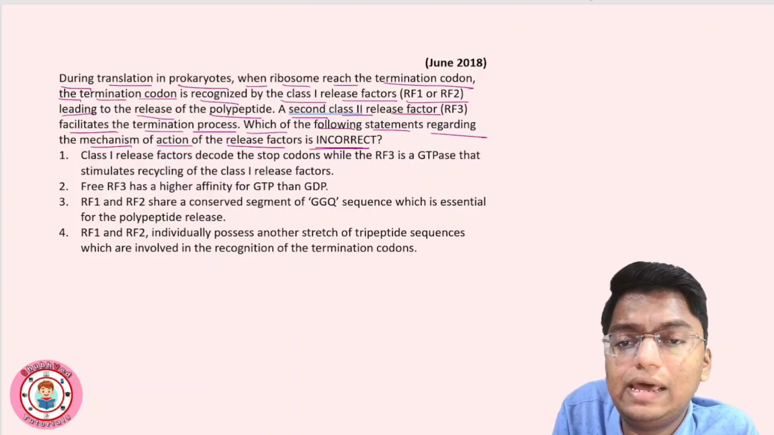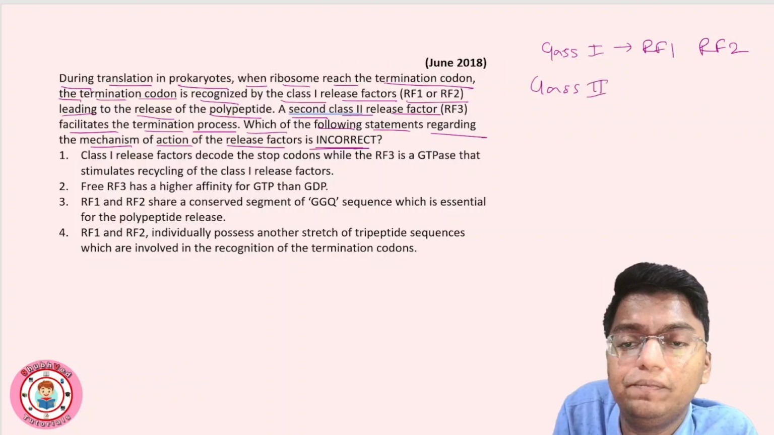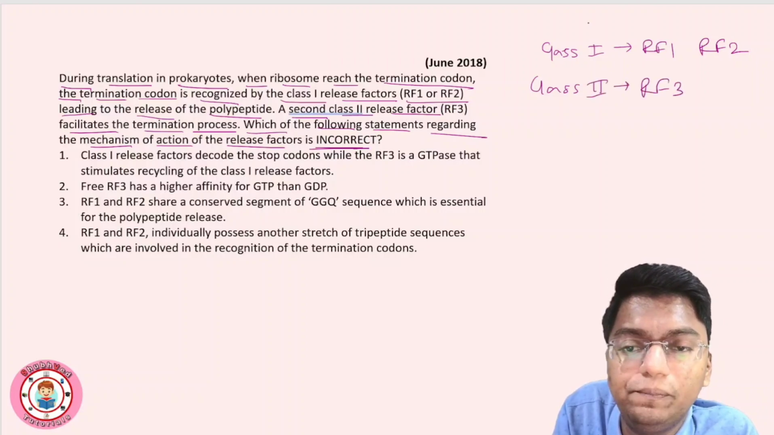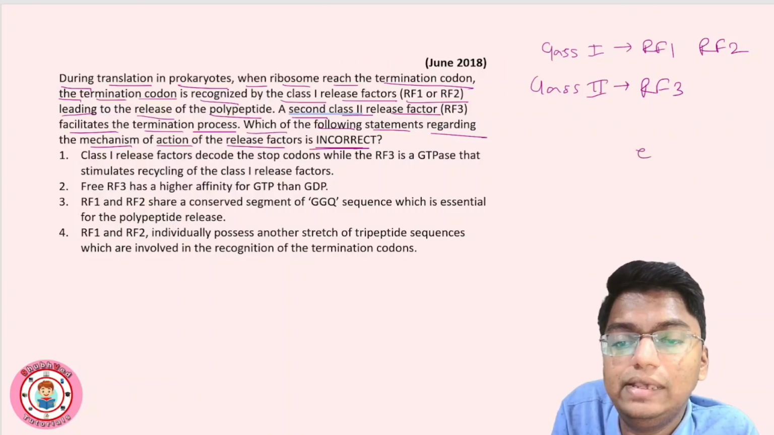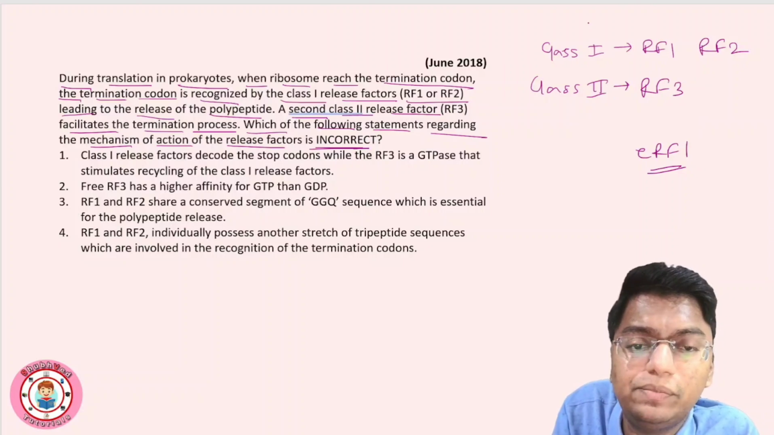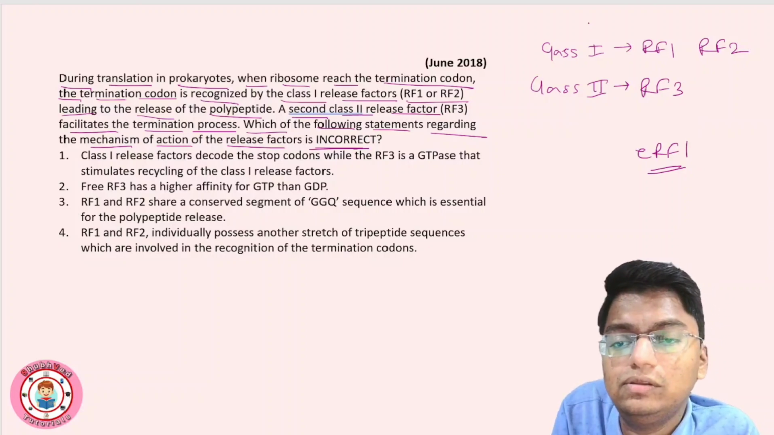So we know class 1 में 2 release factors हैं, RF1, RF2, and in class 2 release factors में RF3 release factor होता है. Okay, and in eukaryotic case तो eRF1 ही होता है, RF2 is absent, right? So this handles both.